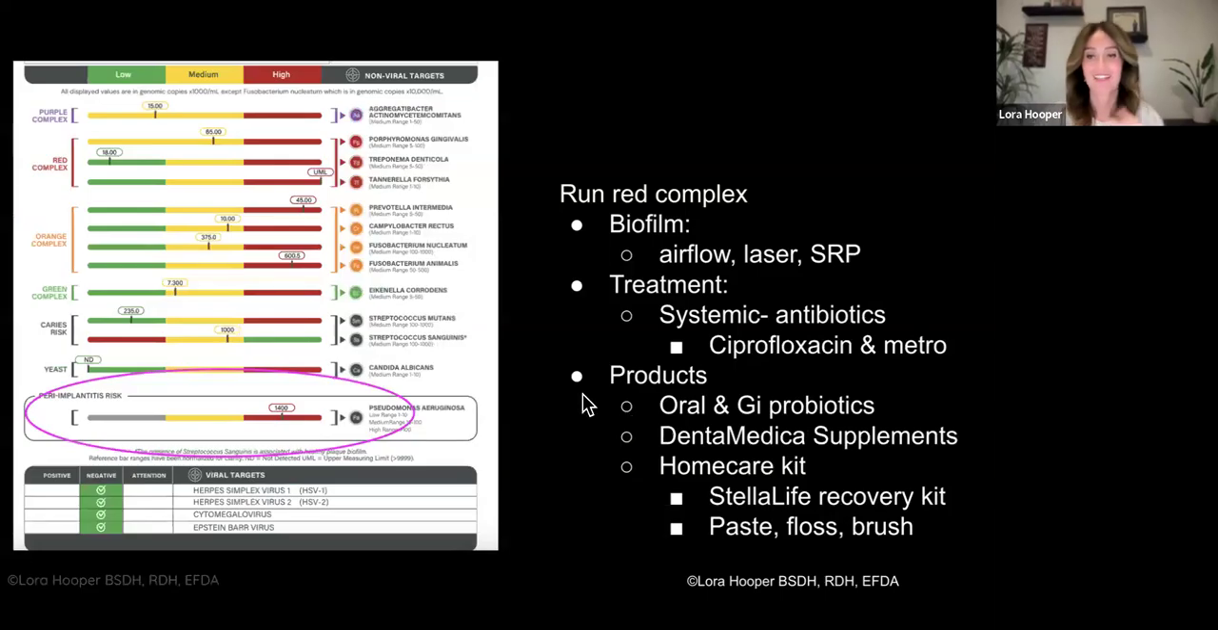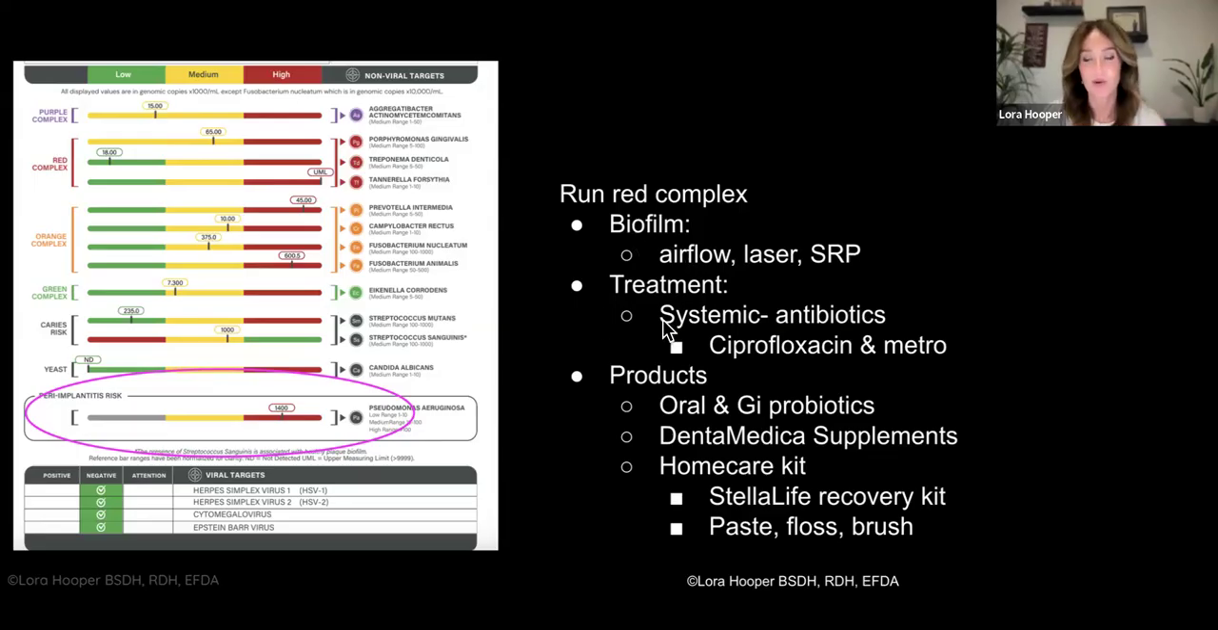I just want to highlight, what would we do different with an implant case? So many times on our implants, a very high rate, probably over 70% of the time, you also have a red complex. That's usually why you're losing bone, right? Why you have peri-implantitis. You're losing bone around that implant. So you're still going to make it easy. We're going to run the red complex, right? We're going to break up the biofilm, whatever we have.